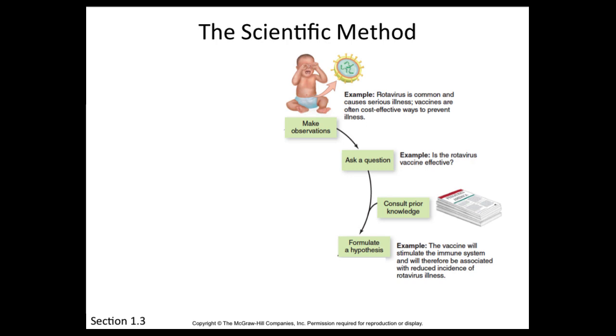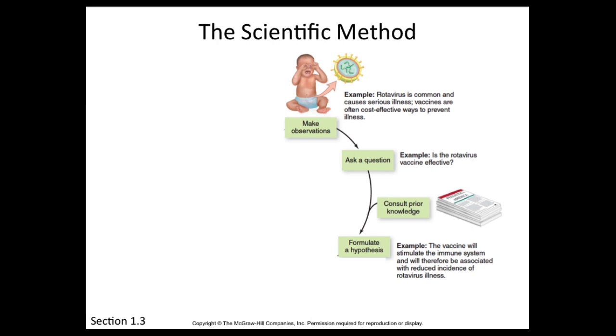We need to see what other scientists might have written about this. Scientific inquiry has been going on for hundreds of years, and especially in the last 50 years, we've had so many papers published about many different scientific ideas. So after we consult the prior knowledge, then and only then can we formulate a hypothesis. A hypothesis is an explanation for how something works. A hypothesis is not a question.